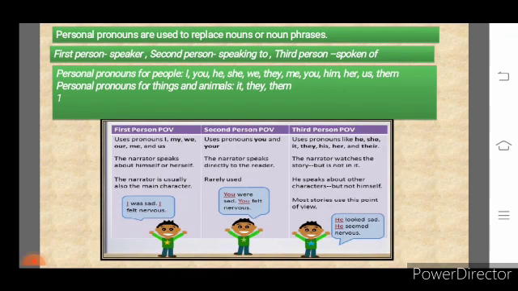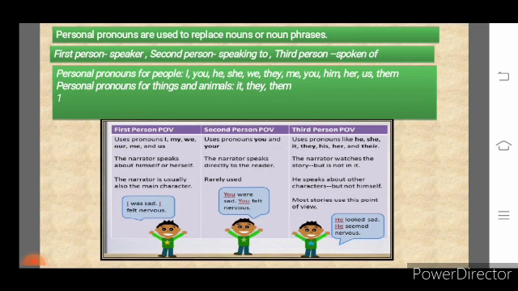Personal pronouns are used to replace nouns or noun phrases. Okay, so here there are three persons in the personal pronoun: first person, second person, and third person. First person is the speaker. Second person is the person to whom we are speaking, and the third person is the one of whom we are speaking. Okay, now personal pronouns for people: I, you, he, she, we, they, me, you, him, her, us, them. So these are the pronouns which we can use for the people.